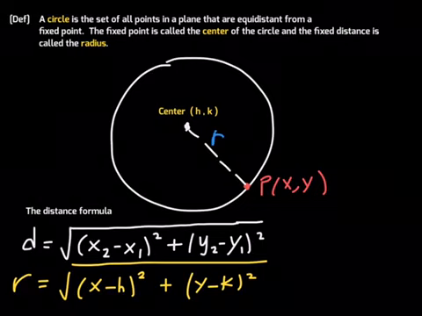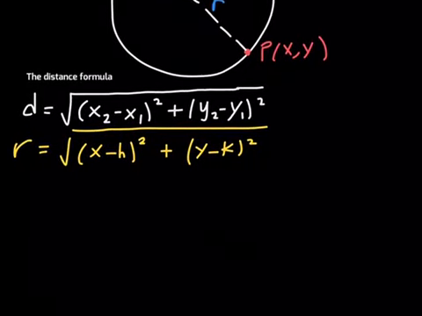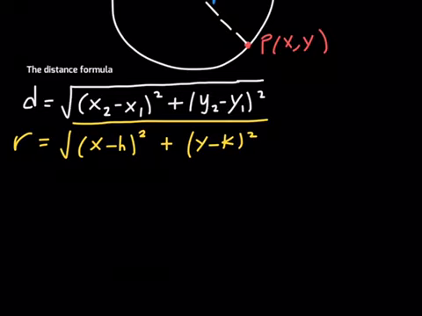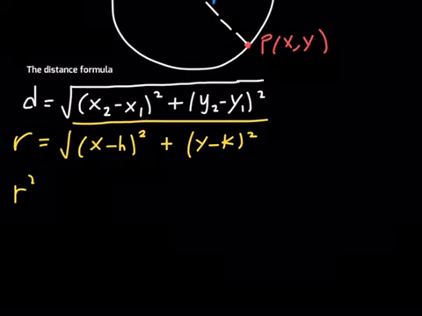Now what I would like us to do is consider squaring both sides. If you square both sides, then the square root on the right will go away. Of course, the left-hand side would be r squared.